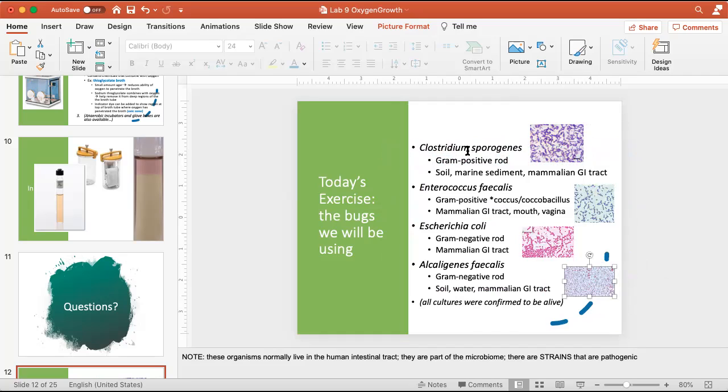So similar to the Clostridium, you can find Alcaligenes out in the environment in soils and sediments. So 4 organisms, all 4 of them can be encountered inside the human body in the GI tract. And we're going to try to figure out what oxygen category they belong to. All of these cultures were confirmed to be alive before we used them, so we know they're okay.